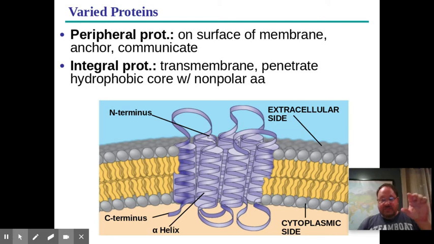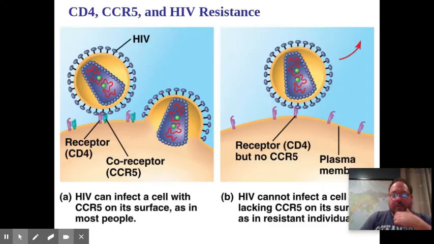Certain domains or certain regions within the protein will have nonpolar R groups, so it'll be stable in the nonpolar part of the membrane. And then other R groups will be hydrophilic, so they'll be stable on the external part of the membrane, or I should say on the interior and exterior surface of the membrane.